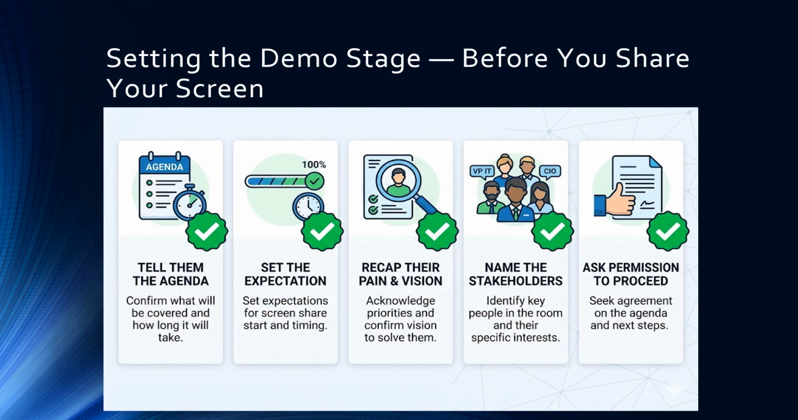Number four, name the stakeholders. Say, I know the VP of IT cares about resolution times, and the CIO wants visibility. I'll speak to both of those priorities during my 1 hour session of the demo. Number five, ask permission. Does that agenda work for everyone?